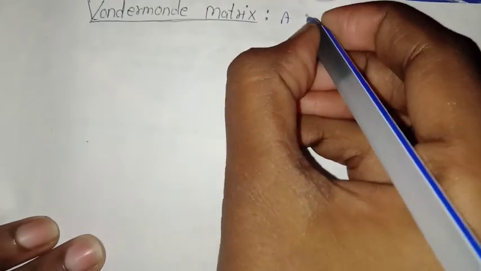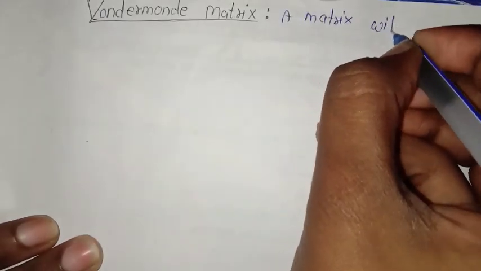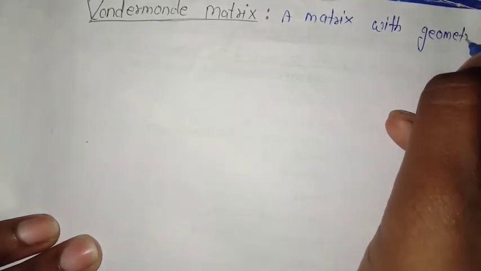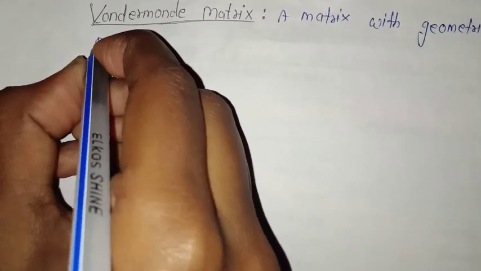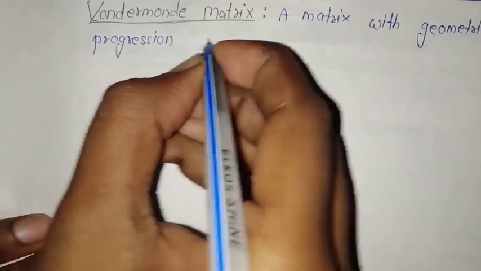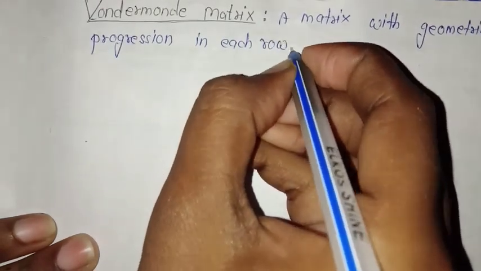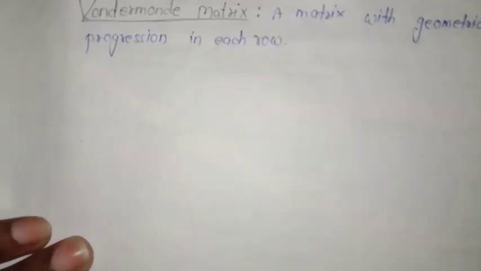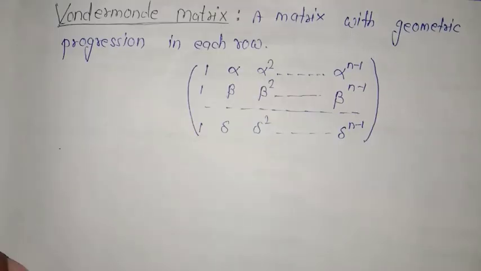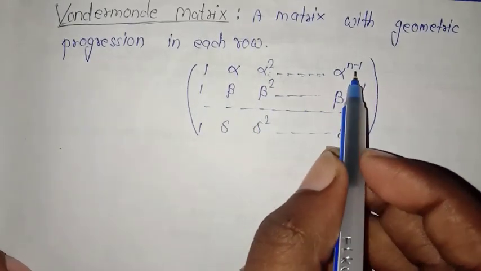So, a matrix with geometric progression in each row is called Vandermonde matrix. So, how can we understand that this is a Vandermonde matrix? A matrix of type 1, alpha, alpha square, and so on, up to alpha to the power n minus 1.